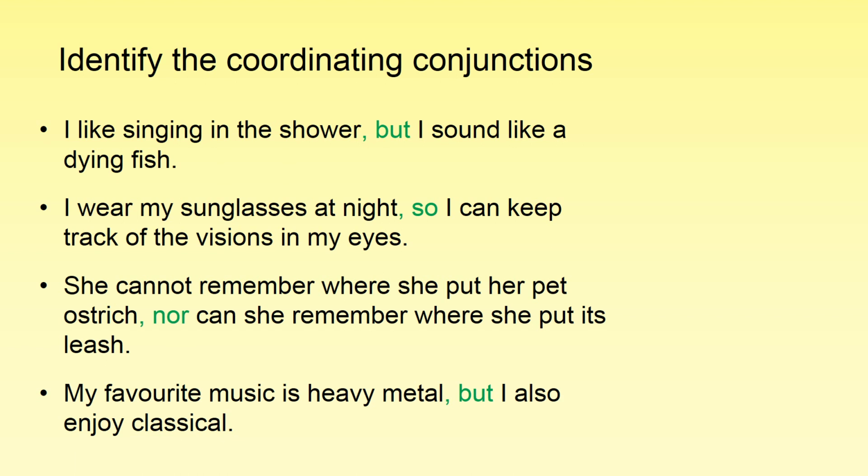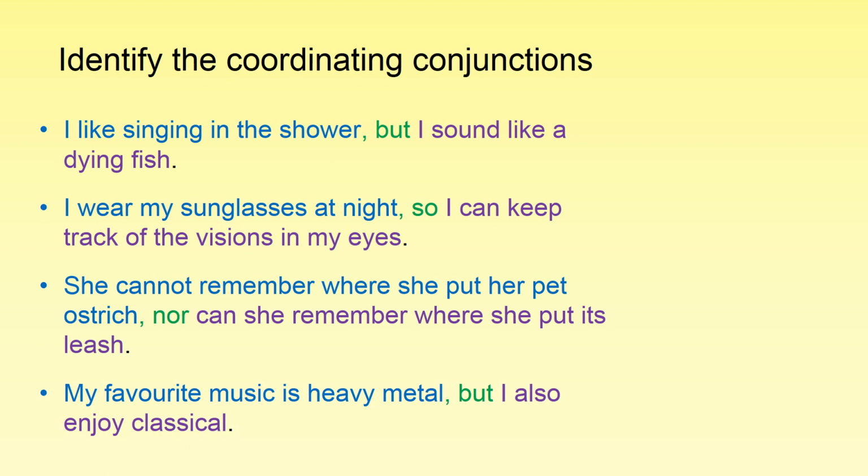The first independent clause you'll see is quite clear. She cannot remember where she put her pet ostrich. Period. That's okay. The second one can be a little confusing when we're using nor. Can she remember where she put its leash? Does that make much sense? It doesn't sound very complete. The trick when using nor is to imagine that the second clause is a question. We want to imagine that there's a question mark right here. Can she remember where she put its leash? Suddenly it makes sense, and nor is being used correctly here.